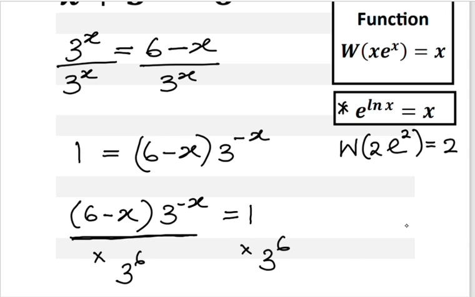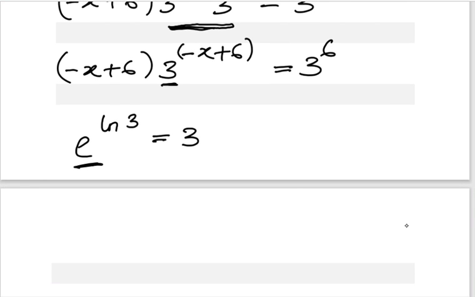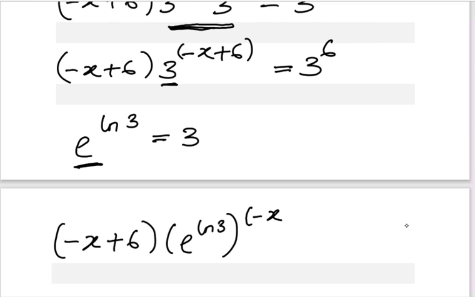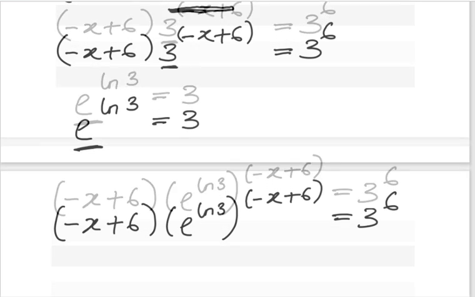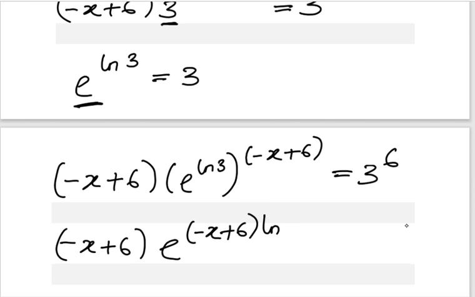Next, we're going to apply this. And applying it here, we know that exponential natural log of 3 is the same as 3. So we're going to replace this 3 with exponential natural log of 3. And if we do that, this is what we're going to have. And we can distribute the powers of the exponential, and we're going to have negative x plus 6 times exponential negative x plus 6 natural log of 3, and this is equal to 3 to the power of 6.